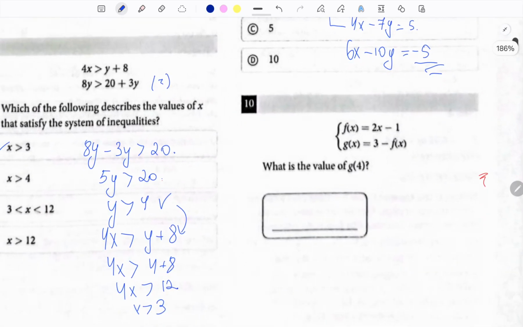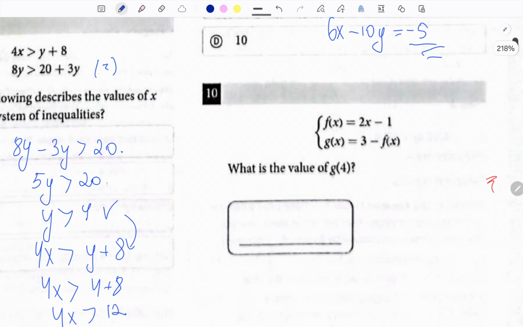And the last question, what's the value of g of 4? To find the value of g of 4, let's substitute 4 in the place of x in this equation. We will get g of 4 is equivalent to 3 minus f of 4.